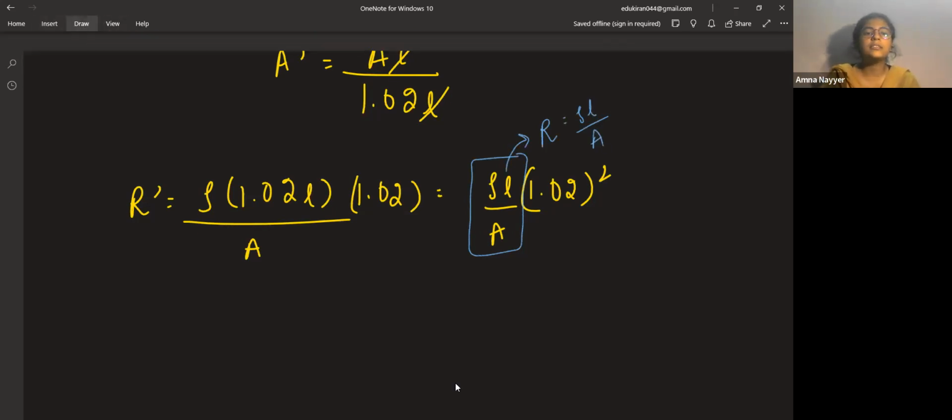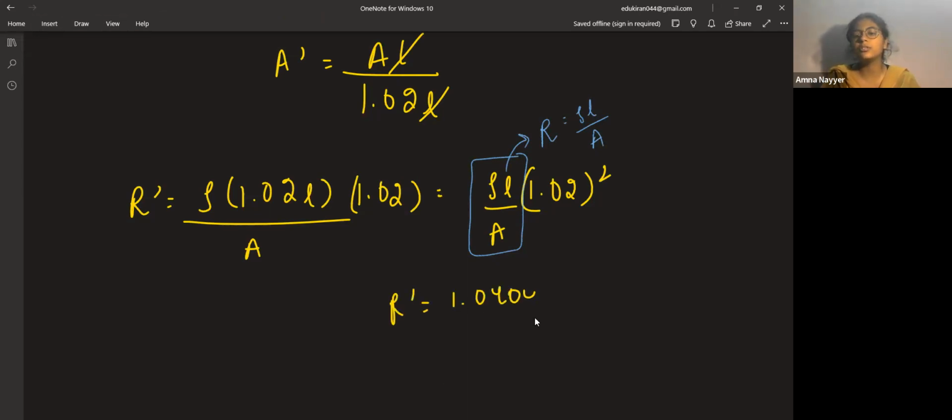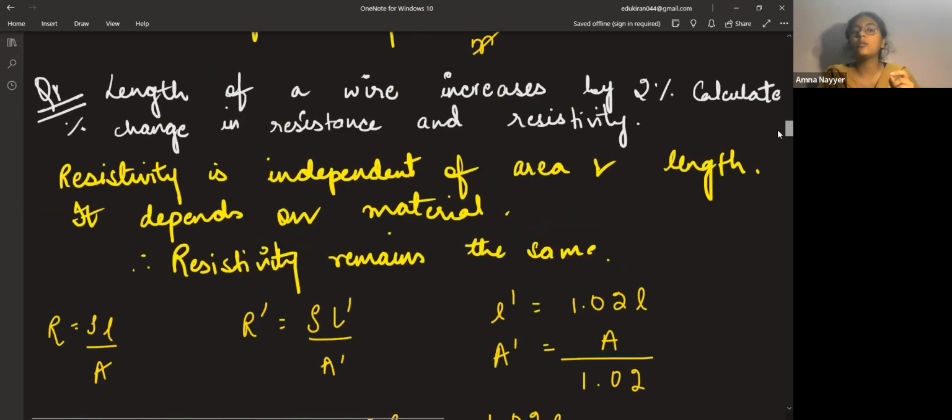So what is the new value of resistance? The new value of resistance will be 1.04 R. Just check 1.02 squared, I think it should be 1.0404. So R prime is this. This is the new value of resistance. We cannot stop our answer over here at 1.04 times, because the question says calculate percentage change.